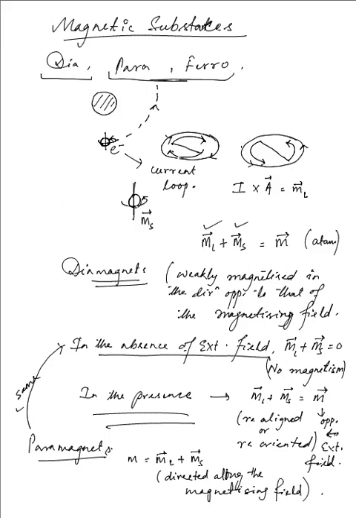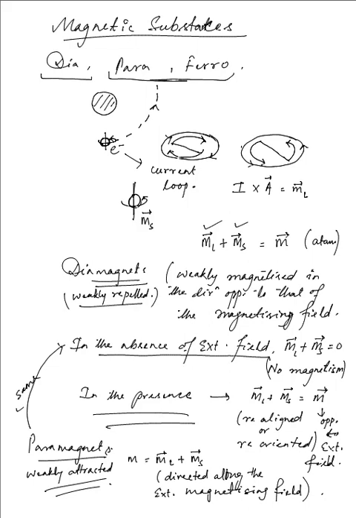So that is directed along the external magnetizing field, and so it is weakly attracted. It is weakly attracted to the magnets because it is in the same line, and this is weakly repelled. That is in the case of diamagnets.